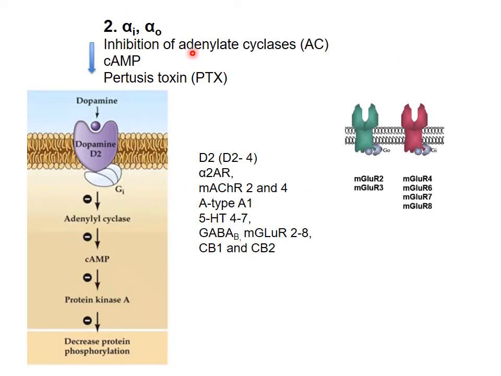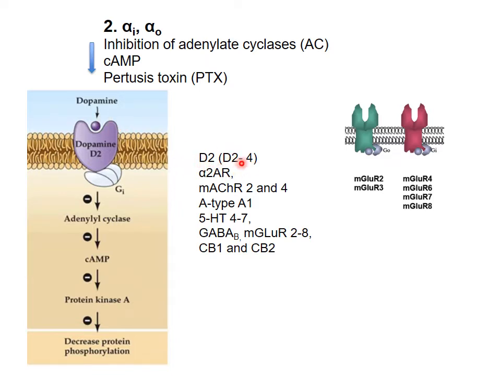The second pathway that we want to talk about is Gi, in which the alpha-i subunit is active, or alpha-o, where o stands for other. Both of these are going to lead to inhibition of adenylyl cyclases and a decrease in cAMP levels. Take for example the dopamine 2 receptor, which is bound to Gi: decreased activity of adenylyl cyclase, decreased cAMP, and decreased phosphorylation of protein kinase A.